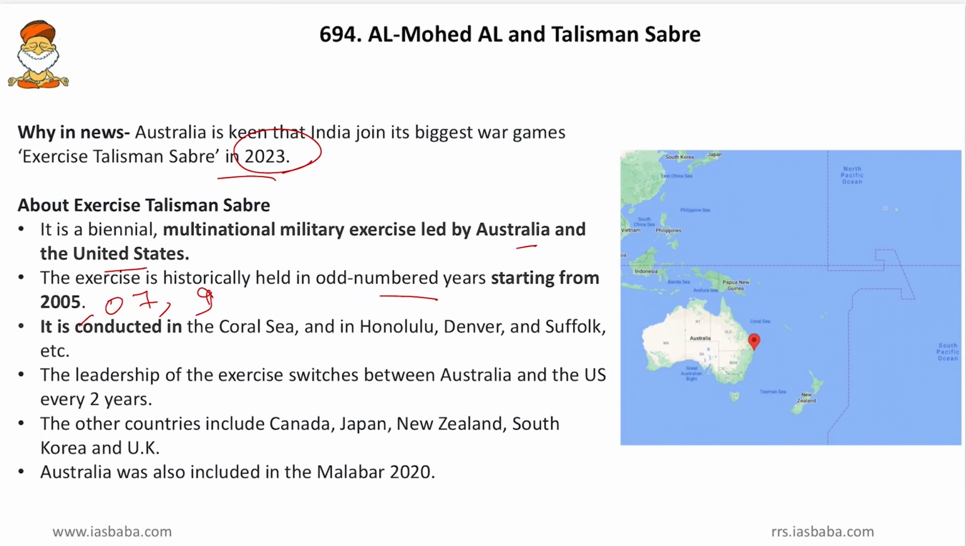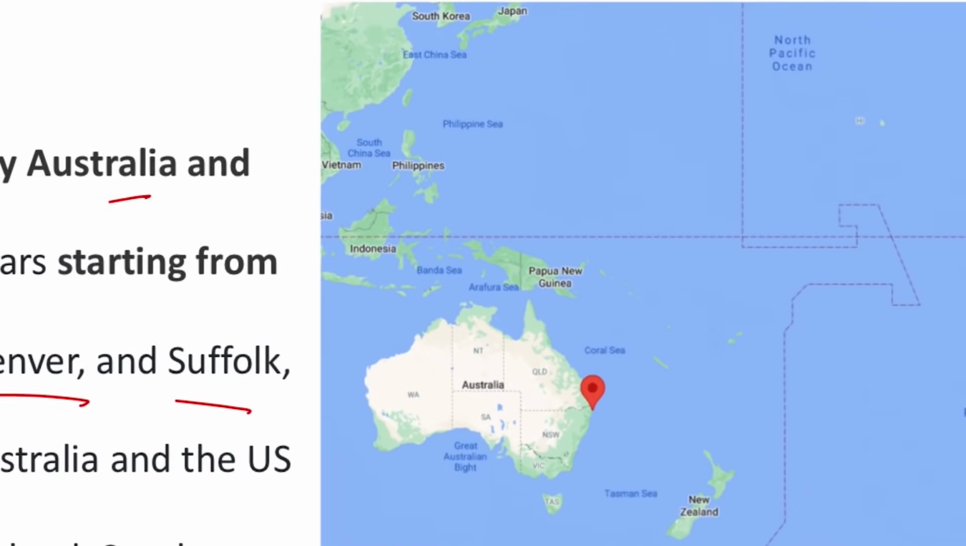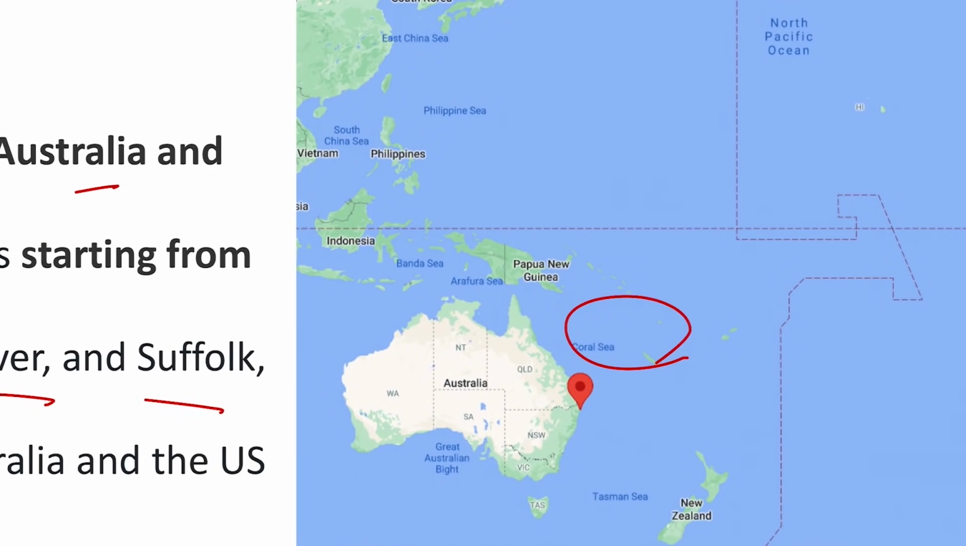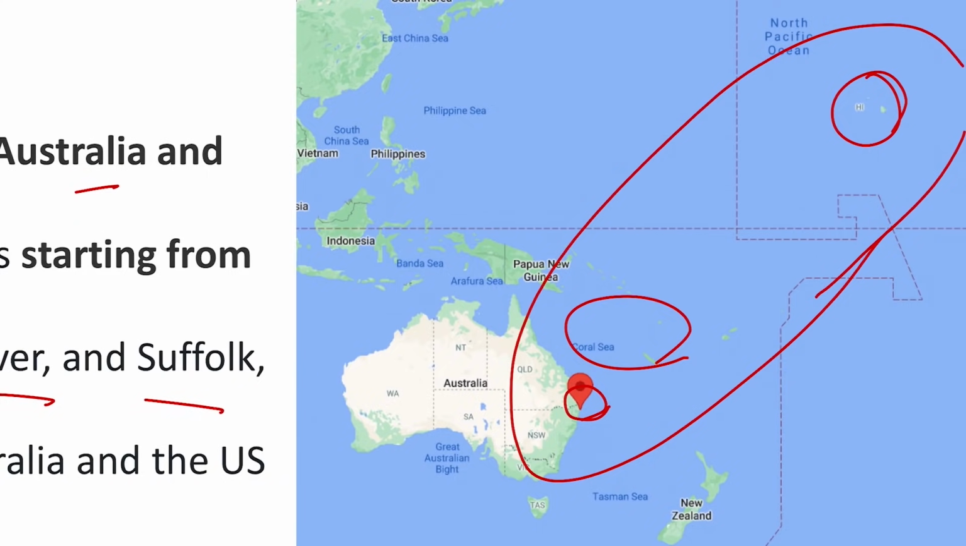Then it is conducted in the Coral Sea, in Honolulu, and then Shoalwater and Suffolk Islands. So friends, here on the Australian coasts and in the East Australian oceans, there are several islands, and on the nearby important islands these naval exercises are being held. So here we can see the Coral Sea, and then here we can see the Suffolk port, and somewhere here we can locate Honolulu. So likewise in the Southwest Pacific and the Northeast Pacific, the exercises are being held in various locations.